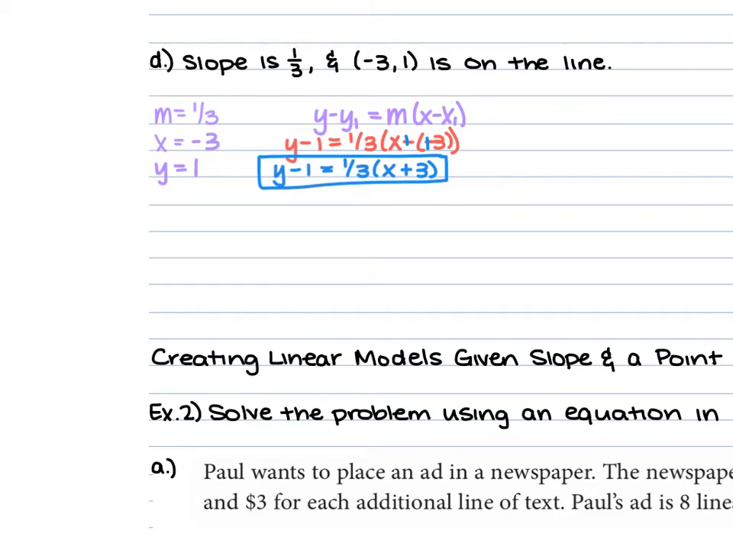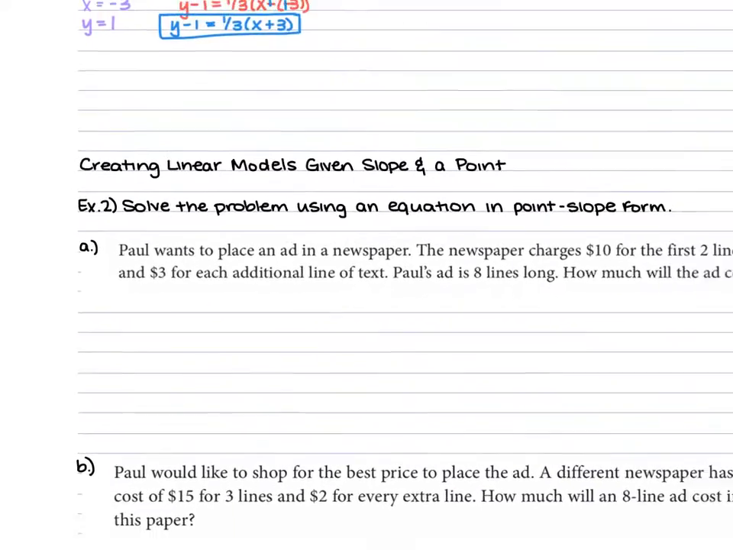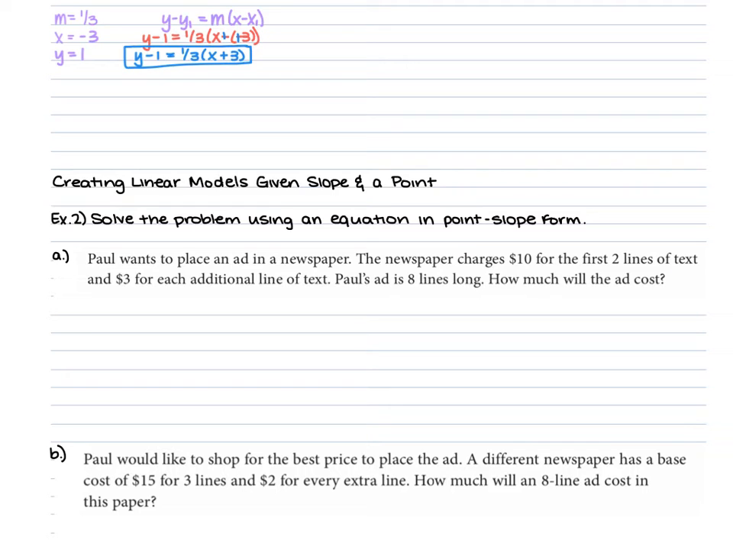If we look at our next example, we just have a word problem here. So we're going to look for an ordered pair and our slope. It tells us Paul wants to place an ad in a newspaper. The newspaper charges $10 for the first 2 lines of text and $3 for each additional line of text. Paul's ad is 8 lines long. How much will the ad cost?